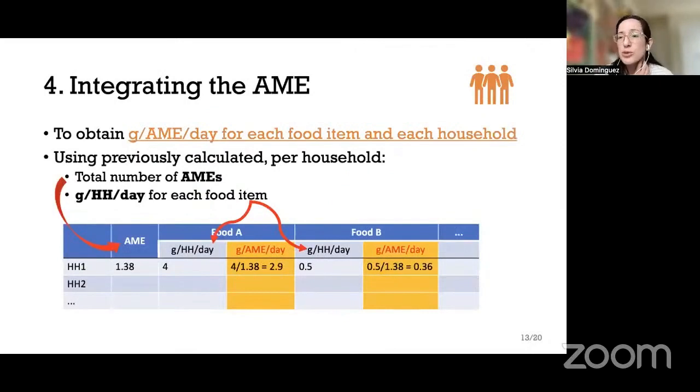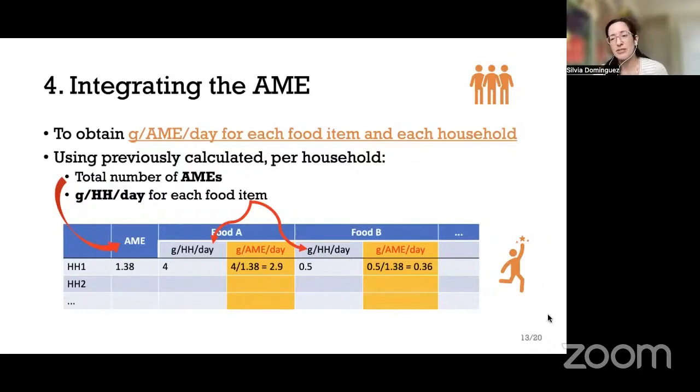So specifically, what we need to do now is to divide the amount of each food consumed per household per day by the number of AMEs in the household, and we'll obtain the amount consumed per AME per day for each household. And now we finally have transformed expenditure data into individual food consumption data. That was our main purpose. So here we went from the household level to our reference individual level, which is the adult male equivalent, for every food item and for every household.